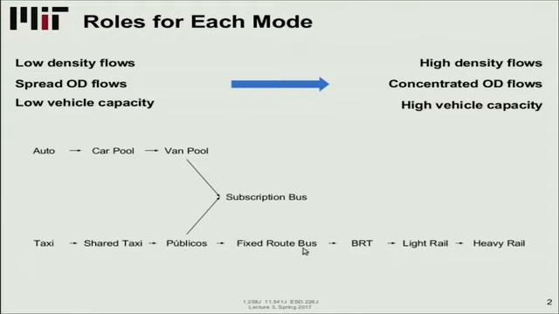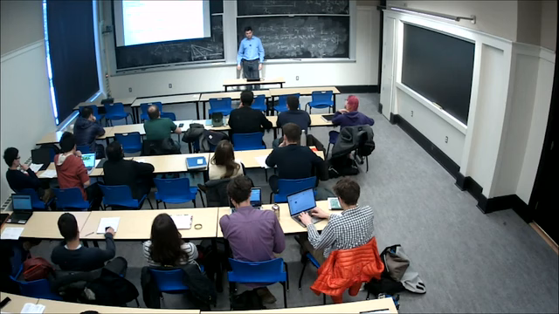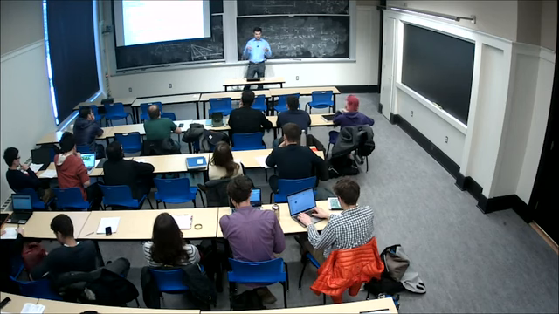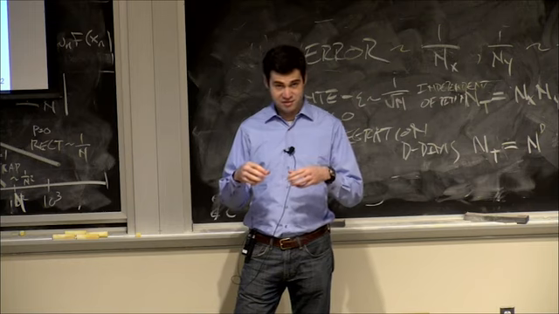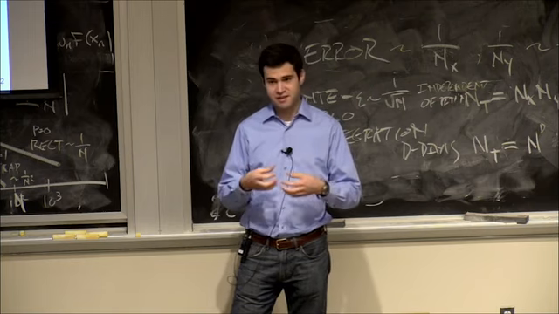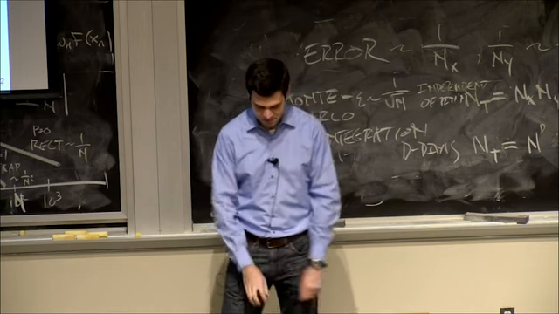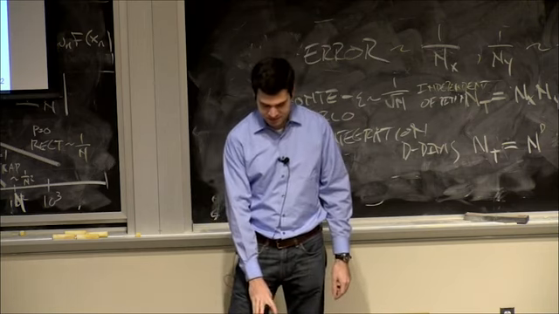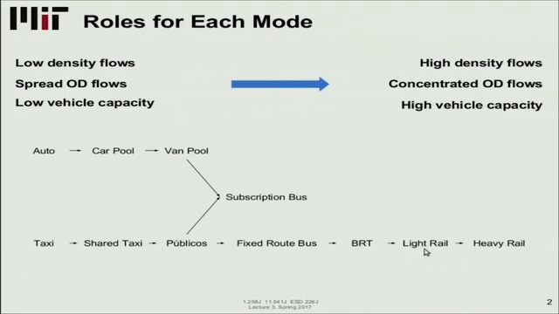Then we have fixed route bus. So that's the Route 1 and the buses here in Boston and in many places, traditional bus service. BRT, which is bus rapid transit, is a mode where buses are being used to deliver transit that is traditionally delivered via rail services, light rail services in particular. We'll look at some examples later in this lecture. And then we have light rail, like Boston's Green Line, and heavy rail, which is the traditional subway or metro system, right? In the middle, sometimes subscription bus.